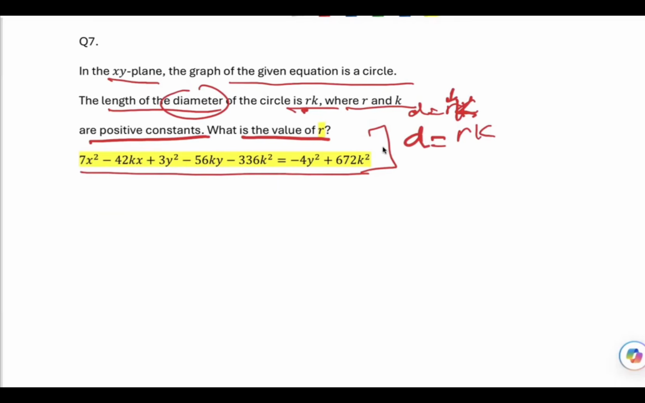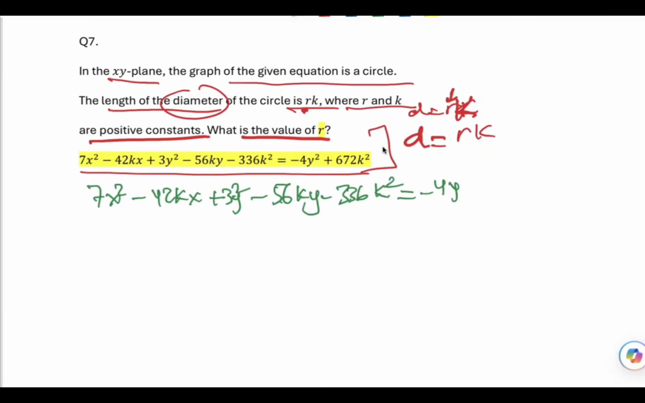Now look at the expression. You have 7x squared, 42kx, 3y squared, 56ky, 33, 6k squared, minus 4y squared, 672k squared. It's just a bunch of crap trying to fool you. Don't fall for this trap. It's a circle question. Forget about the k. It's a constant. Write it in the standard circle form. Therefore, I'm going to bring the y terms together.